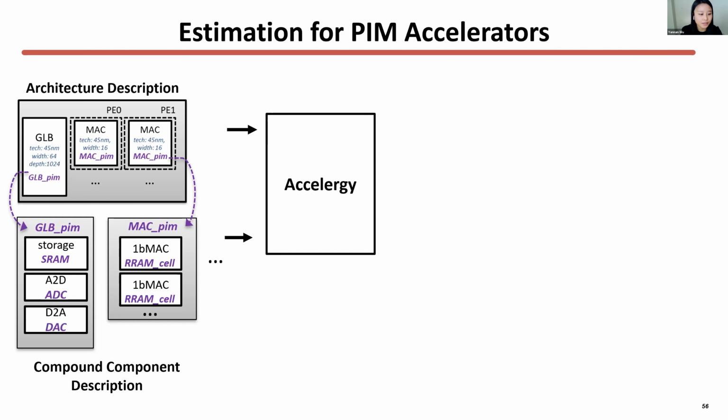What's inside this high-level compound component is the SRAM storage, similar to the conventional design where it stores the digital data, but it also involves the A to D and D to A components for performing the conversion between the digital and analog domains. Similarly, for each MAC unit in the PIM domain, the definition is related to a memory cell. Each memory cell stores 1 bit, so to perform a 16-bit MAC unit, this component will have multiple of these memory cells.